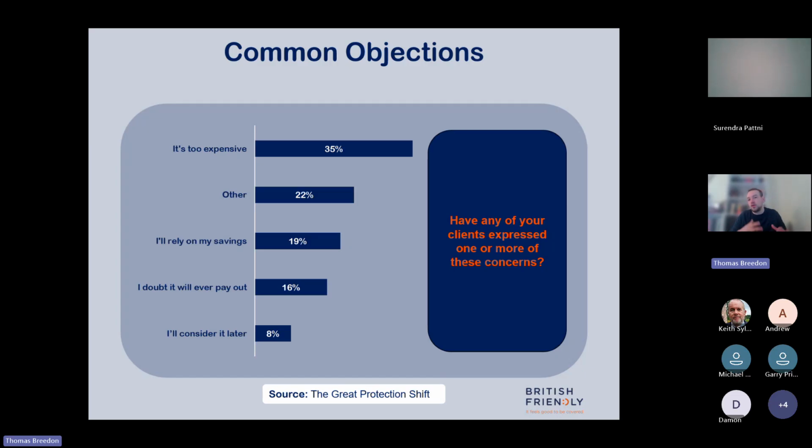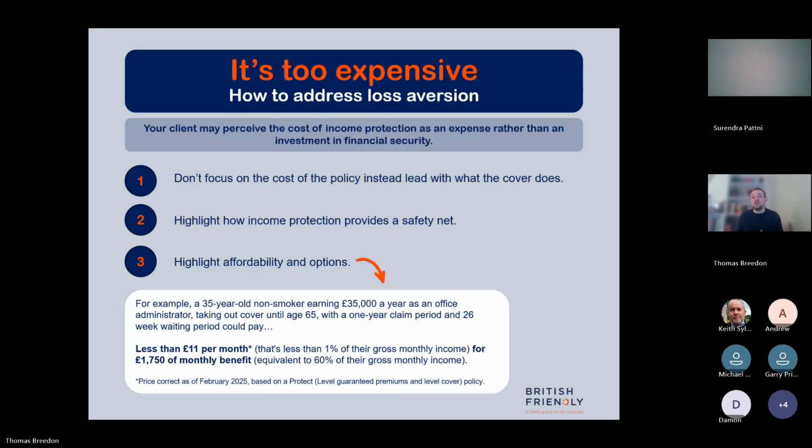So how do we address those? How do we speak to those? How do we overcome those objections? So it's too expensive. How to address loss aversion, ultimately. Your client may perceive the cost of income protection as an expense rather than an investment into financial security.